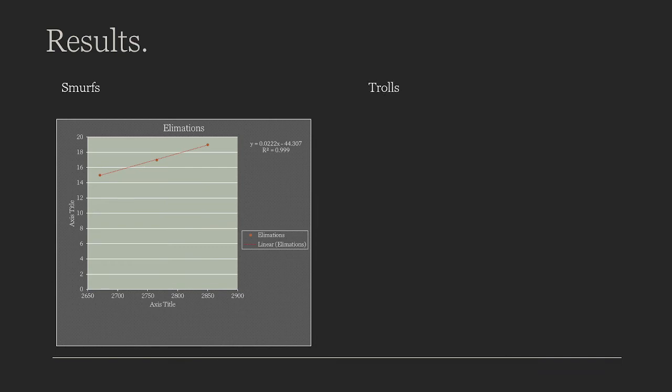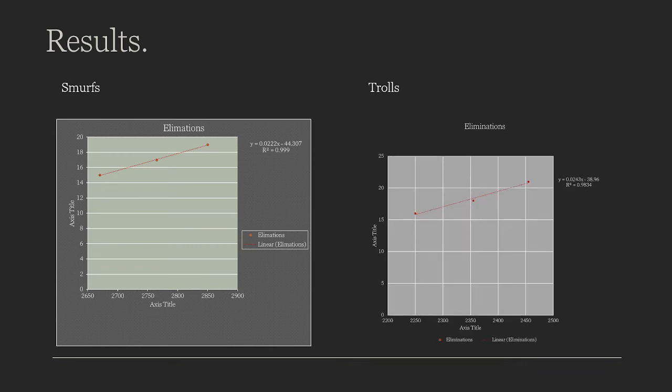So now, when we go over to the troll side, the trolls try to demonstrate their power and their knowledge of the game against a weaker force. So they are going to be more lenient and probably have higher expectations to have more eliminations compared to the Smurfs.